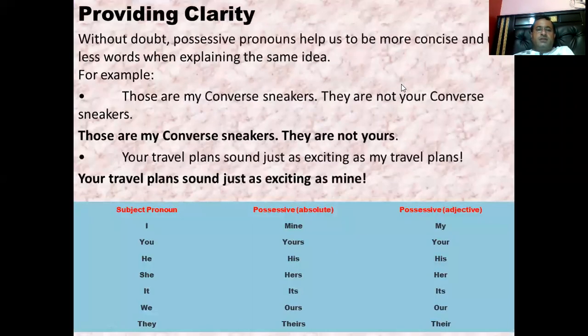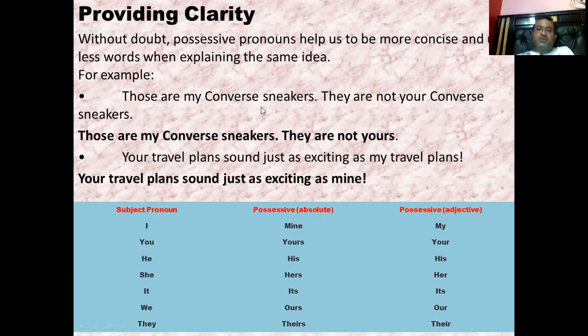So these possessives are used for providing clarity. Without doubt, possessive pronouns help us to be more concise and use fewer words when explaining the same idea. For example, those are my Converse sneakers. They are not your Converse sneakers. So in spite of writing this, we can write those are my Converse sneakers. They are not yours, because Converse sneakers are being referred to two times.